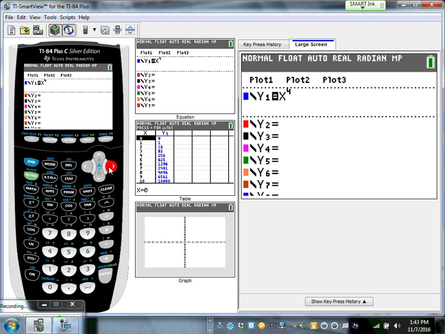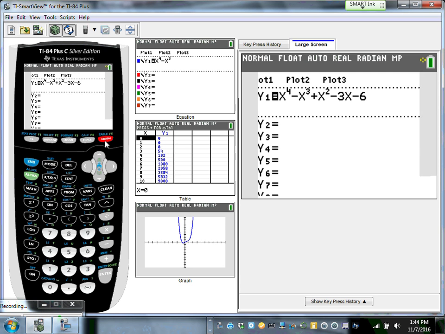All right, so X to the 4th minus X cubed. Drop that cursor back down. Plus X squared minus 3X minus 6. All right, after we type it in, any issues or questions typing it in? Thank you, Alex. All right, then go ahead and hit graph.